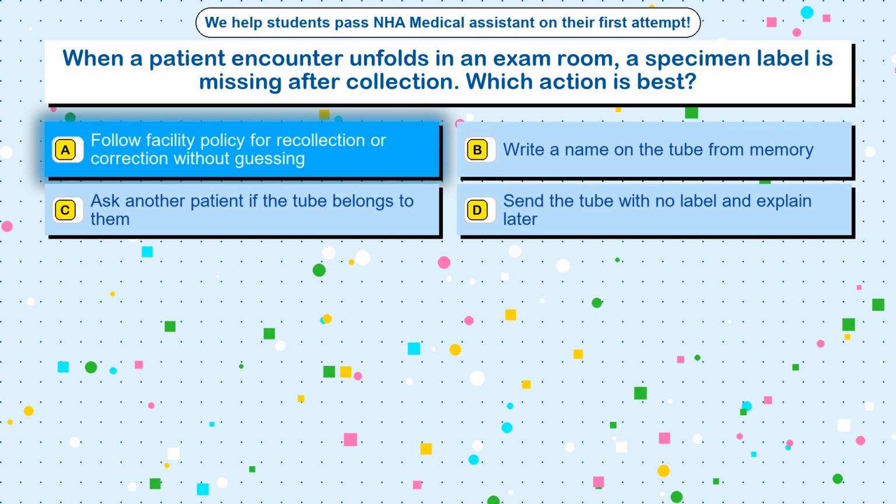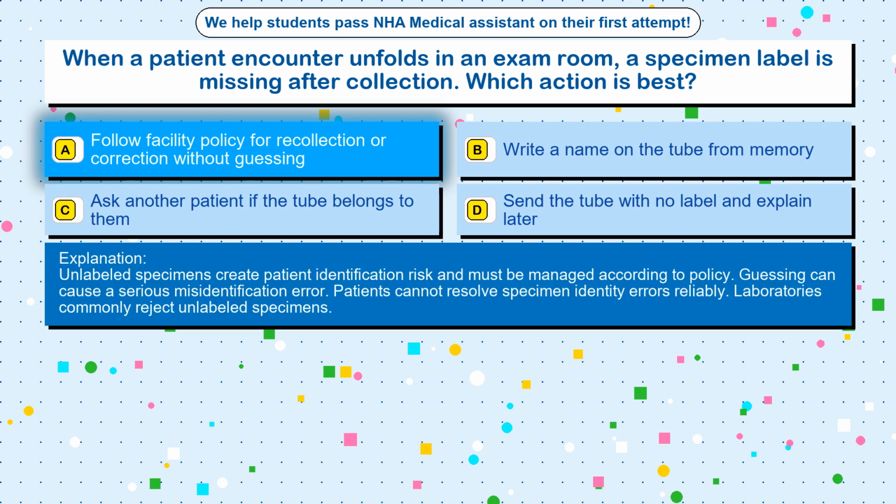The correct answer is option A, follow facility policy for recollection or correction without guessing. Unlabeled specimens create patient identification risk and must be managed according to policy. Guessing can cause a serious misidentification error. Patients cannot resolve specimen identity errors reliably. Laboratories commonly reject unlabeled specimens.